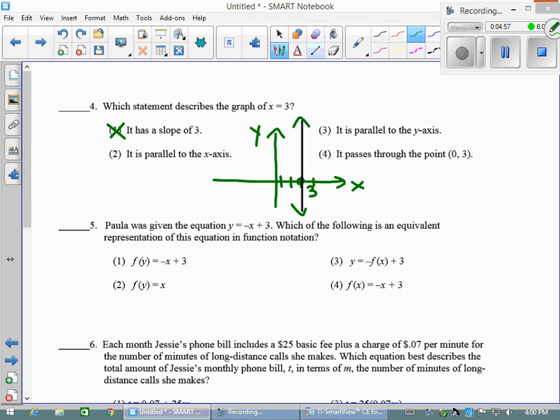It is parallel to the x-axis. Well, that's also not true because here is my x-axis. It is not parallel to it. It's actually perpendicular to it, so that would not be correct. It is parallel to the y-axis. Well, yes, I do agree with that. So this is definitely a correct choice.